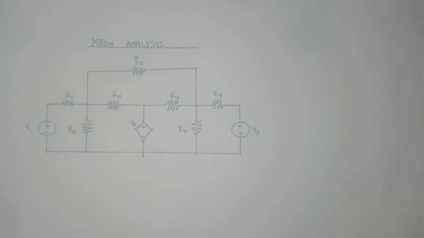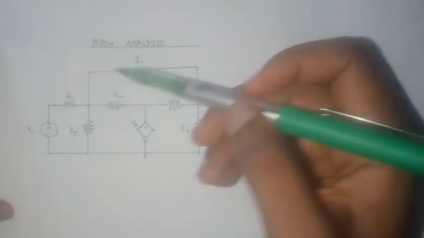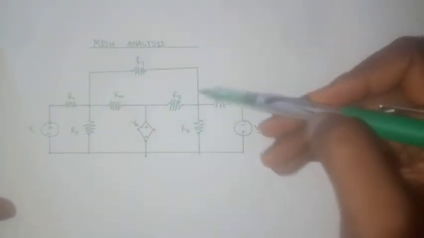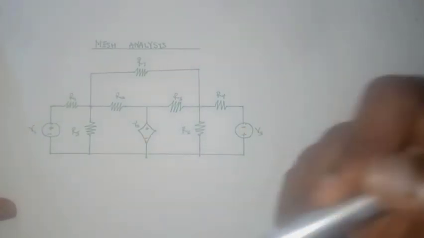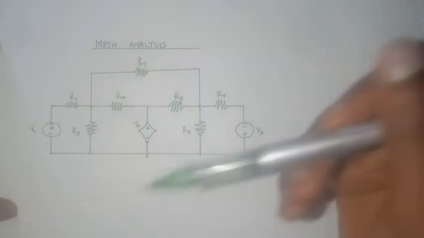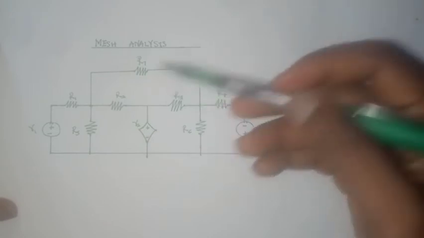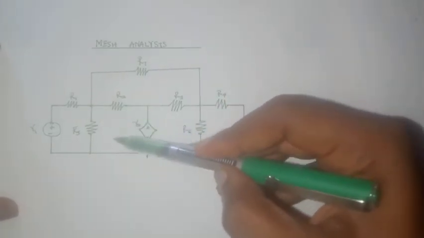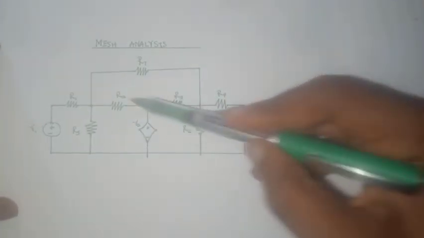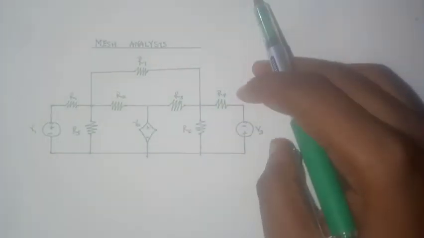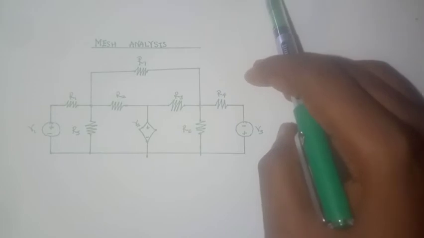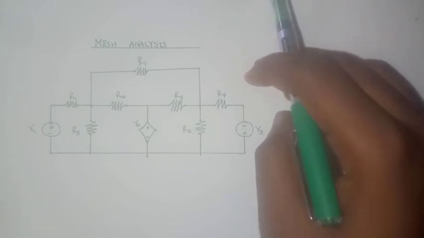Take for example, in this circuit, we can call this a loop, but we cannot call it a mesh. A mesh is a loop that has no other loop inside it. Take for example, this loop is a mesh, this loop is a mesh, this loop is a mesh, this loop is a mesh, and this loop is a mesh. So that's the difference between loops and meshes.